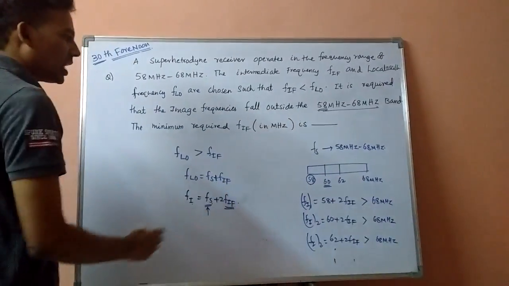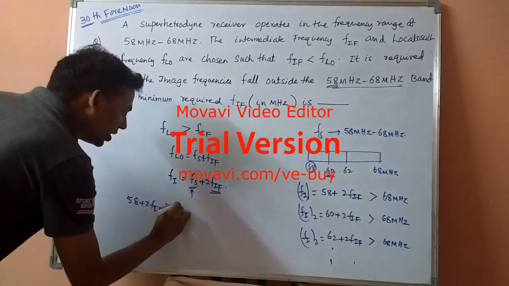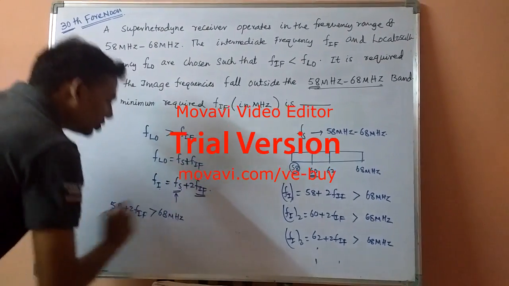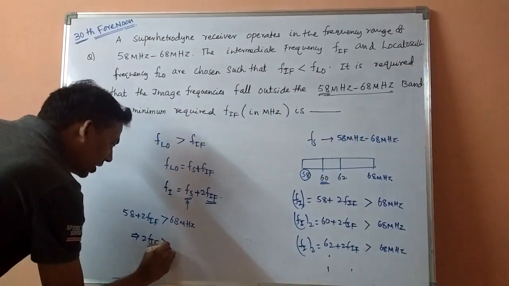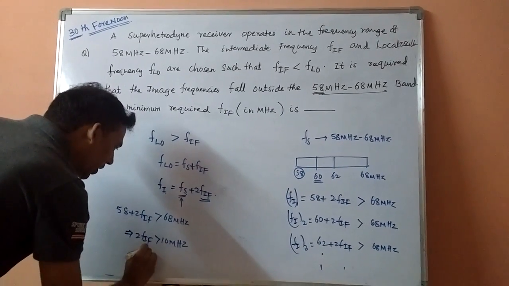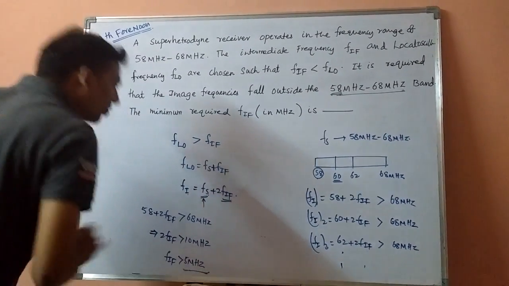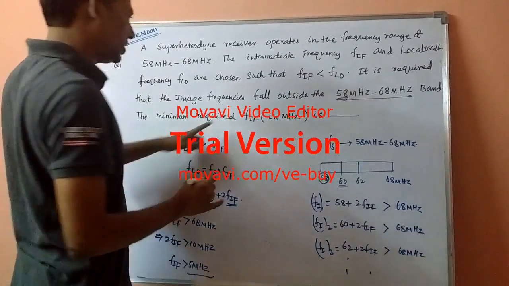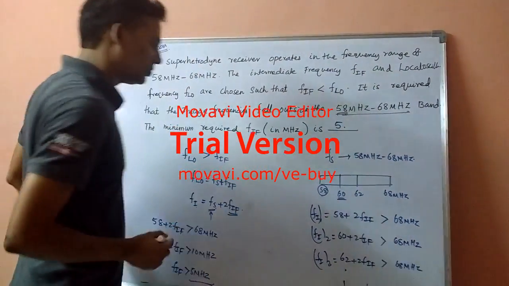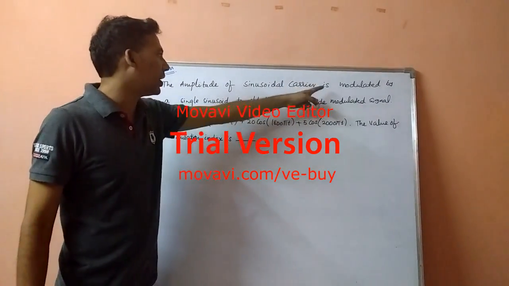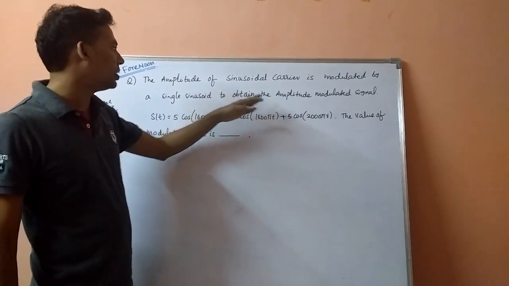So what is the condition which satisfies all of these? 58 plus 2 FIF greater than 68 MHz. All conditions have to be satisfied. So this implies 2 FIF is greater than 10 MHz, and FIF is greater than 5 MHz. So the minimum intermediate frequency FIF in megahertz is 5 MHz. So the answer is 5.